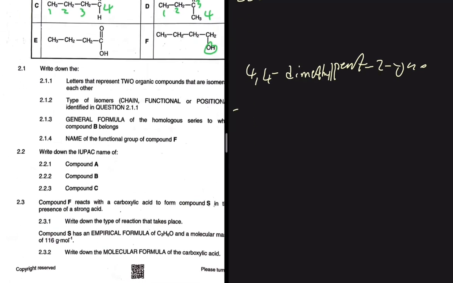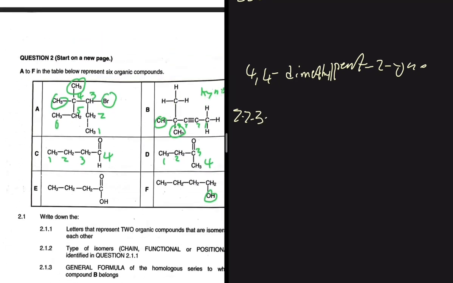Compound C, 2.2.3. Let's go to our table and look for compound C. So we have 1, 2, 3, 4. We have 4 carbons, right? So we know that we're supposed to have but. And then this one is pretty much straightforward.